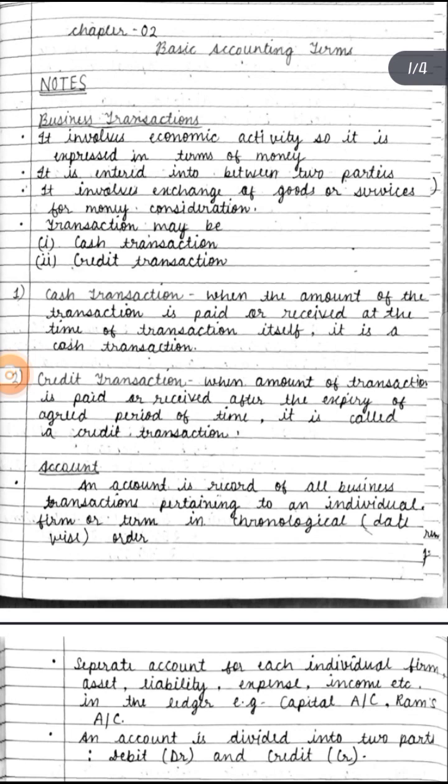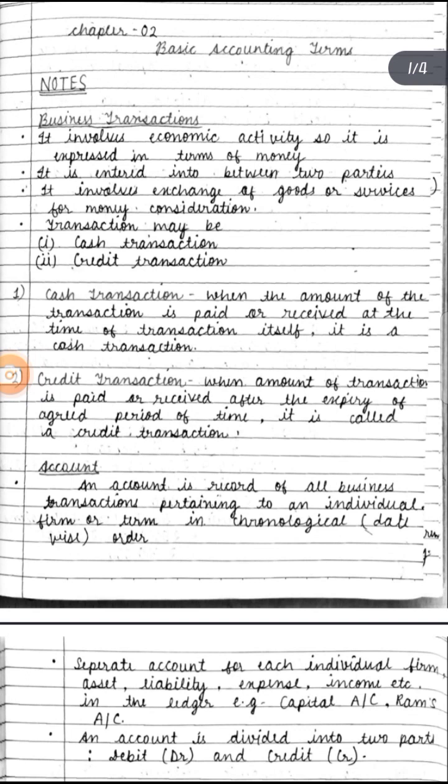The first term is business transaction. Business transaction means exchange of goods and services for money consideration. A business transaction may be a cash transaction or a credit transaction. It may be an external or internal transaction, but the involvement of two parties is necessary.